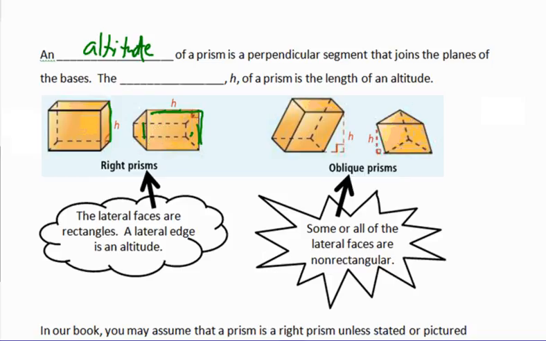These are called oblique prisms. Oh, by the way, a little bubble here: the lateral faces are rectangles on these, and a lateral edge is an altitude. So if we look at these oblique ones, either some or all of the faces are non-rectangular. In that case, when we're talking about the lateral faces, this lateral face is a parallelogram. So you might have an altitude that is outside of it, as long as it is a perpendicular line between the extended planes. All right?